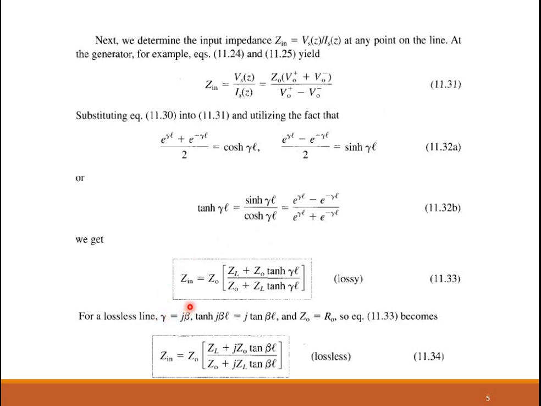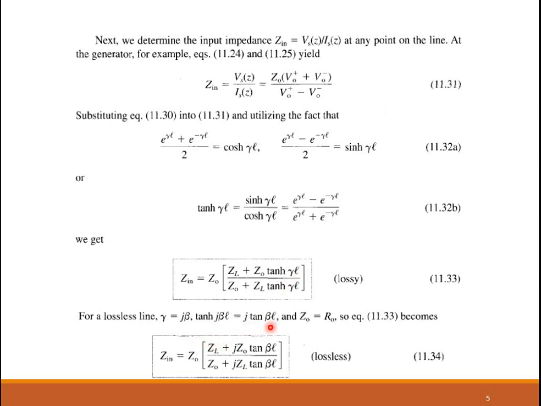The expression for the input impedance is Z0 into ZL plus Z0 tanh gamma L divided by Z0 plus ZL tanh gamma L. And this is for the general case, the lossy case. When the line is lossless, alpha is 0 and gamma becomes j beta. So tanh of gamma L will be j tan beta L. That can also be written in this way.